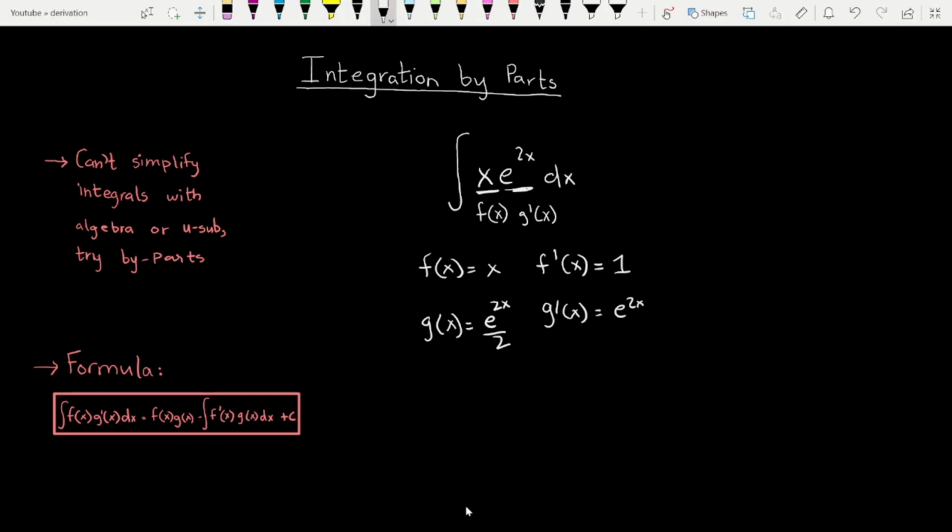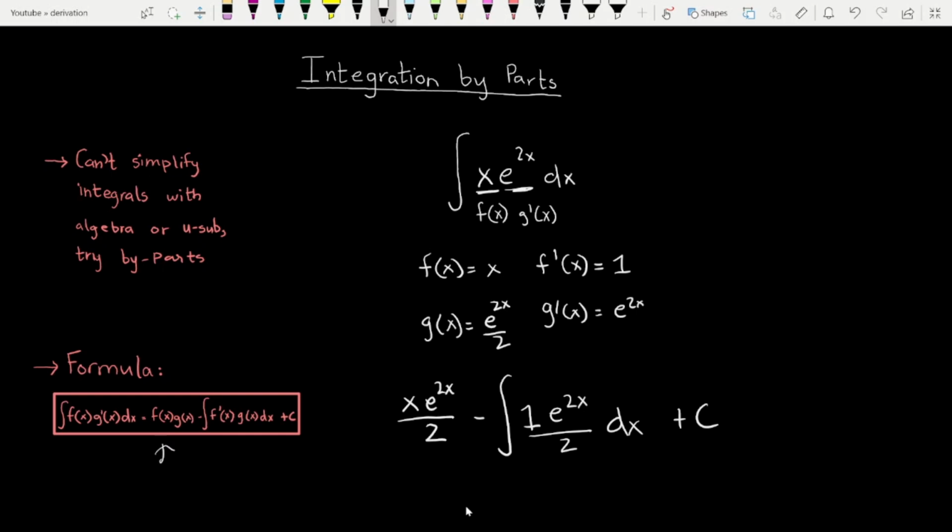Okay, now you can go on and just apply this formula. So that's going to be f of x times g of x. I know what my f of x is. It's x. So it's f of x times g of x. This is my g of x, that is e to the power 2x divided by 2. And then it's subtracted by the integral of f prime of x, that was 1, times g of x. So g of x is basically this thing, e to the power 2x over 2. Okay, and of course, don't forget your dx. And that plus c is still there, so of course we're going to have that plus c.